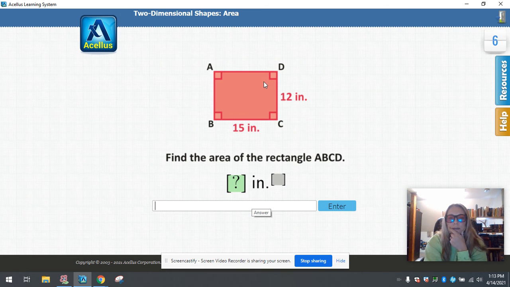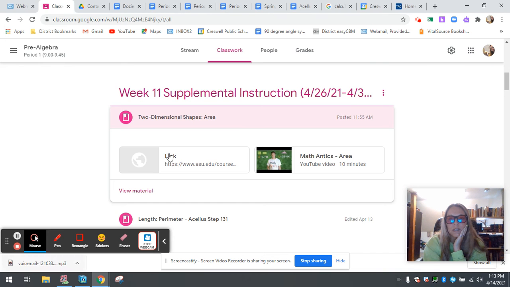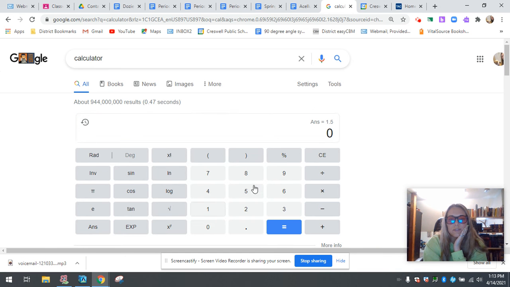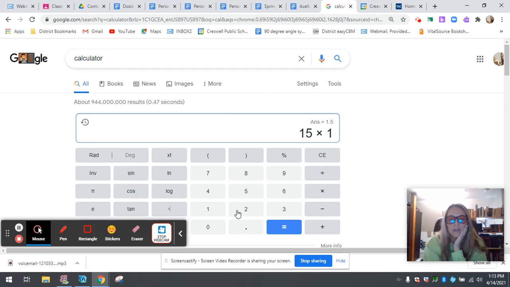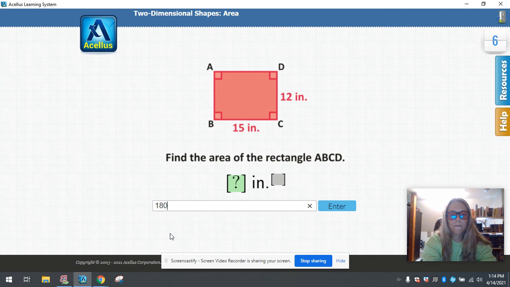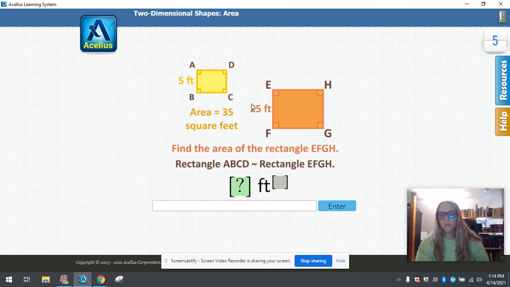We're doing area. So let's find the area of the rectangle ABCD. Well, area is length times width. So we're going to go 15 times 12. Let's get a calculator out. 15 times 12 equals 180 inches squared. We need to set up a proportional equation or ratio for this one.